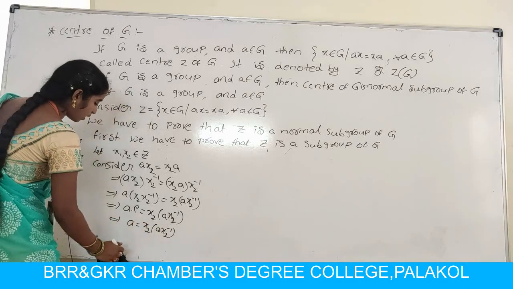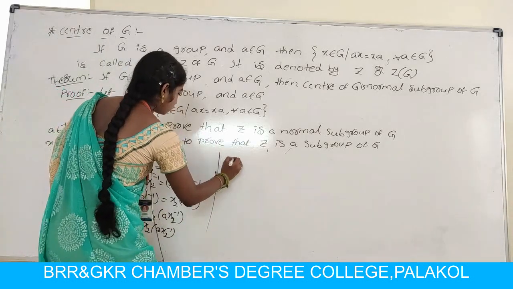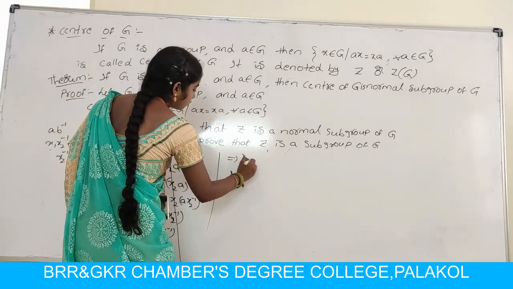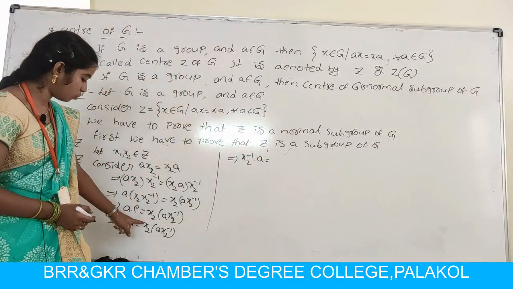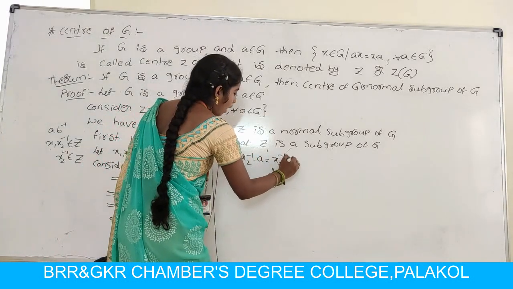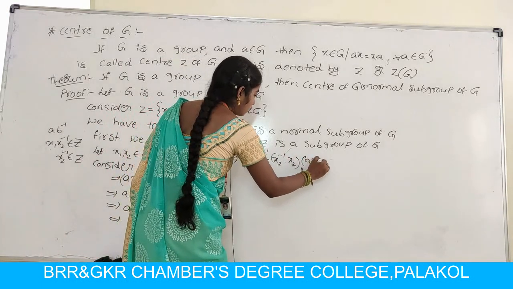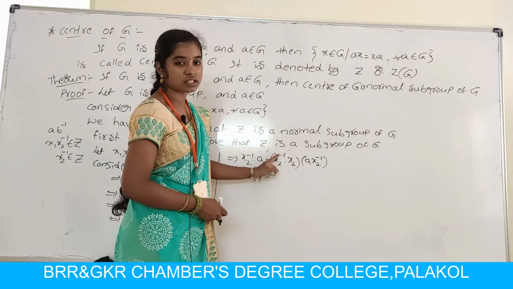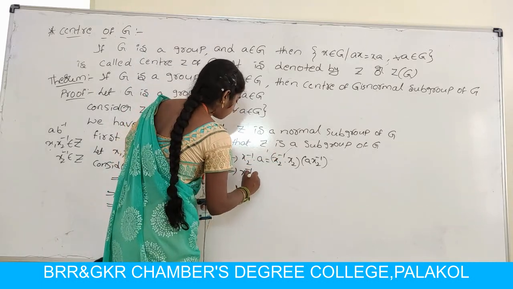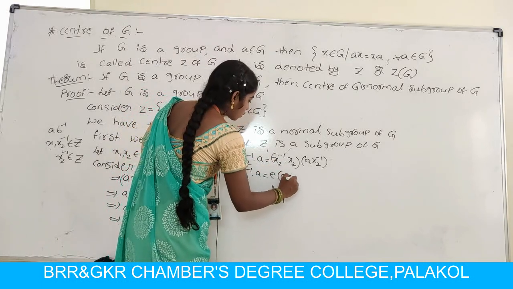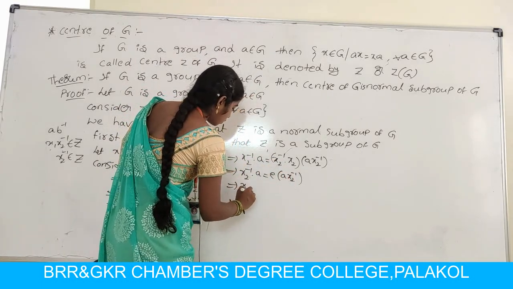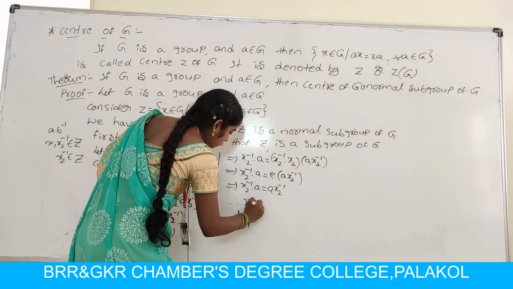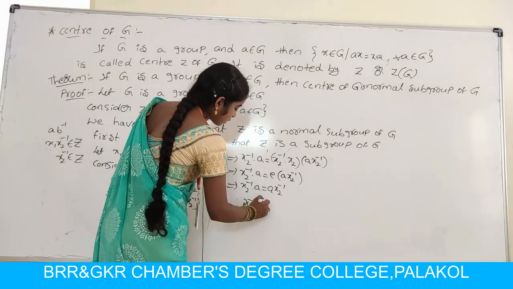So multiply on the left side by x2 inverse. So x2 inverse into A equals x2 inverse into x2 into A x2 inverse. So x2 inverse into A equals, already you know that x2 inverse into x2 value is E, E into A x2 inverse. So the value is x2 inverse into A equals A x2 inverse. Therefore x2 inverse belongs to Z.